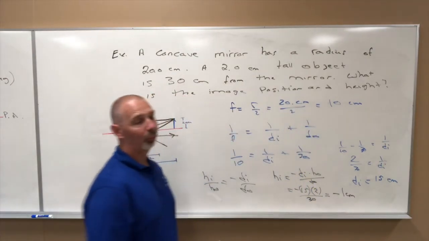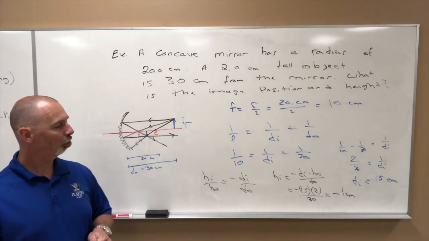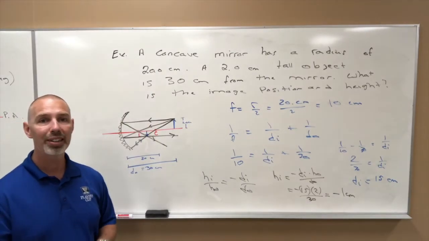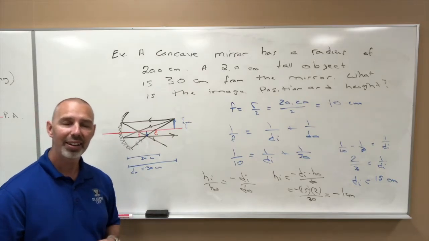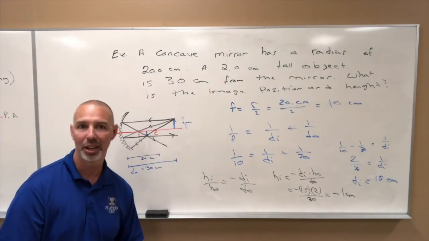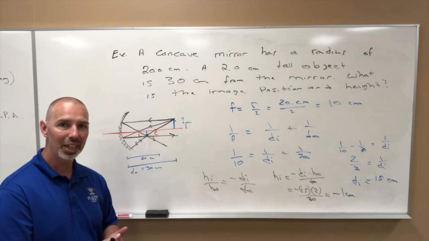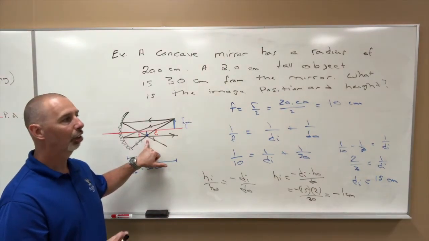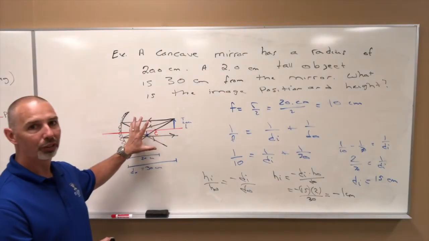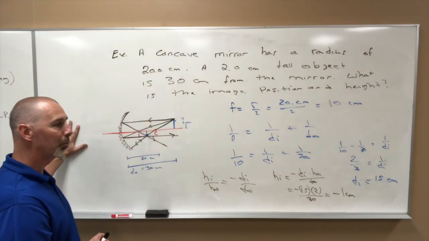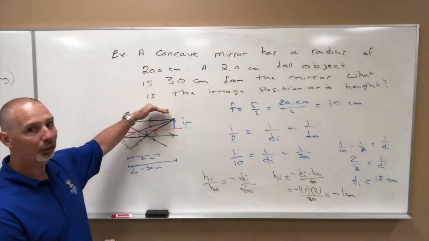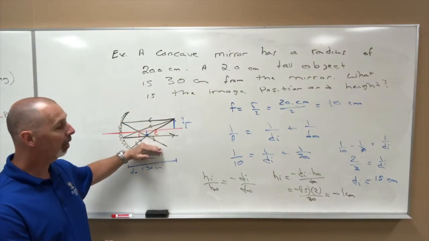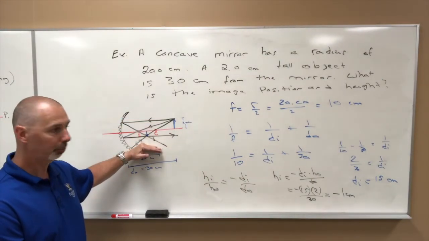All right, so it says here that the image height is negative 1 centimeters. So the height is 1 centimeter. Now you can't have a negative height. The height is 1 centimeter. The negative is telling us that it is inverted. Okay, so just like positives are on the front side of the mirror while negatives are on the back, for height, positive means it's upright, negative means it's inverted.